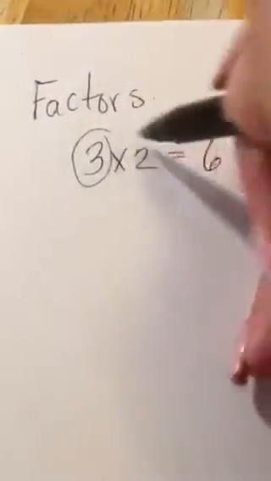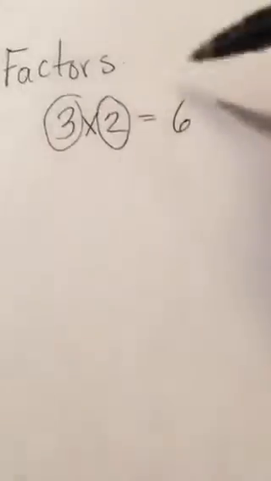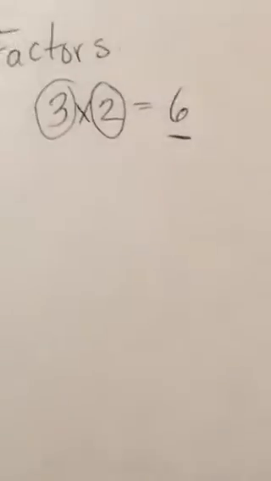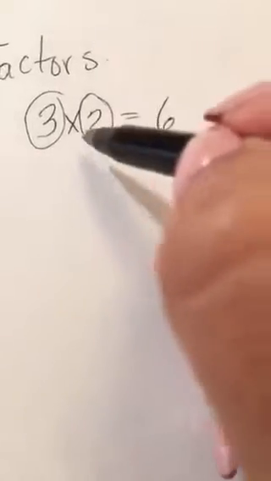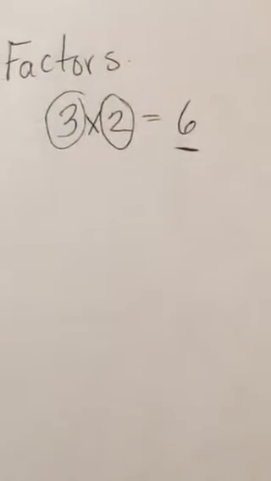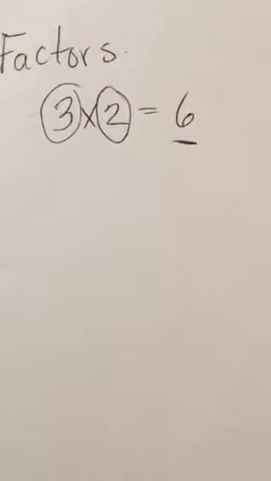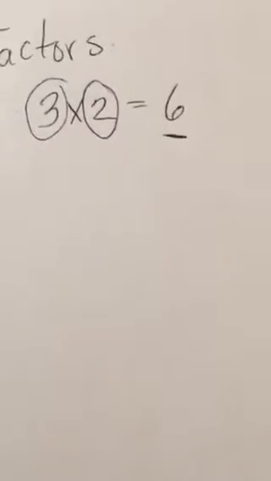So factors, as you all know, are two numbers that multiply together to make a product. So if I said 3 times 2 equals 6, we know that 3 and 2 are both factors of 6. Now we know that 3 and 2 are not the only factors of 6 because there's more than one way to make the number 6.